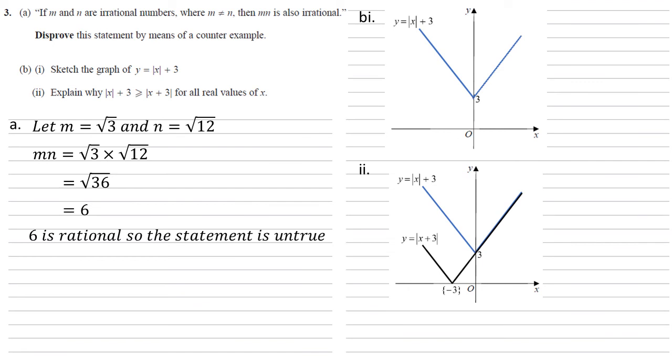Now we can see from this graph that for all values of x, our blue line is either equal or above the black line. Hence, modulus of x plus 3 must be larger than or equal to the modulus of x, plus 3, for all real values of x.